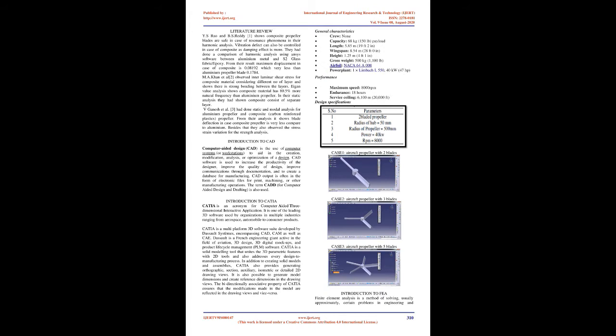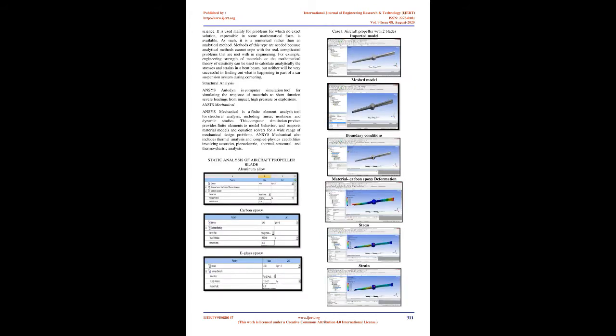M.A. Khan et al. 2 observed interlaminar shear stress for composite material considering different number of layers and shows there is strong bonding between the layers. Eigenvalue analysis shows composite material has 80.5% more natural frequency than aluminium propeller. In their static analysis they had shown composite consists of separate layers. V. Gunesh et al. 3 had done static and modal analysis for aluminium propeller and composite, carbon-reinforced plastics, propeller. From their analysis it shows blade deflection in case of composite propeller is very less compared to aluminium. Besides that, they also observed the stress-strain variation for the strength analysis.